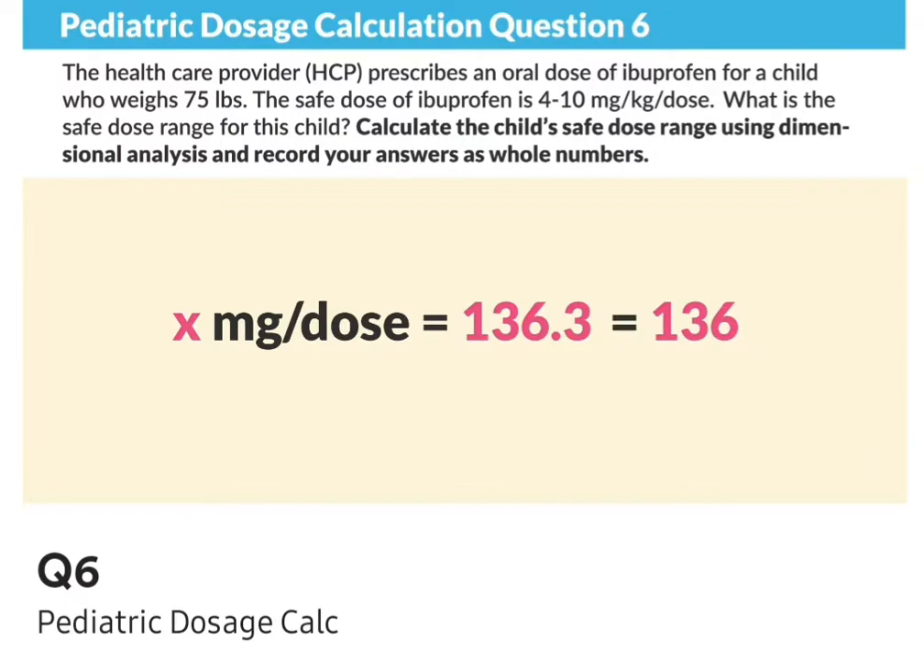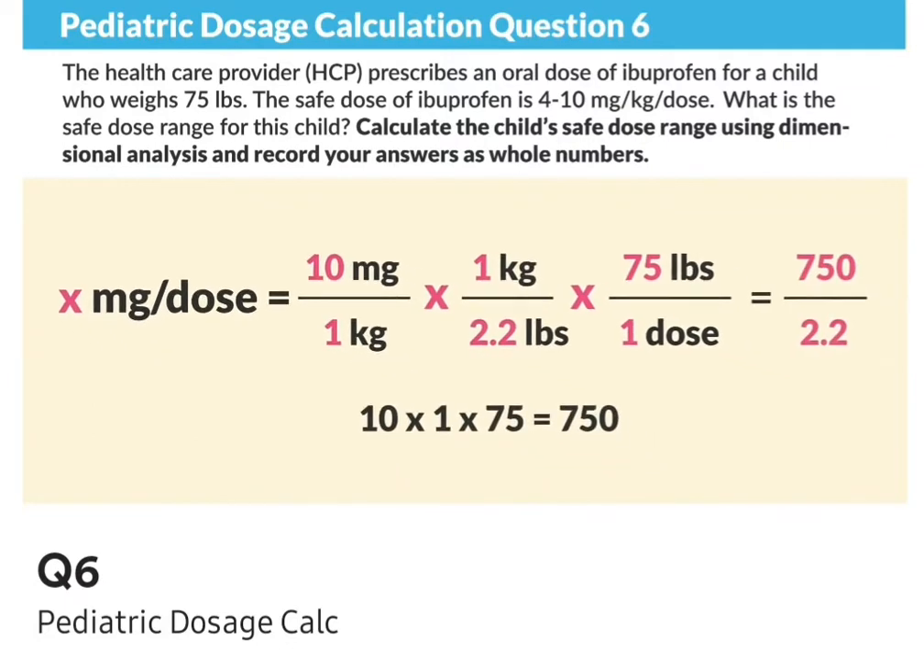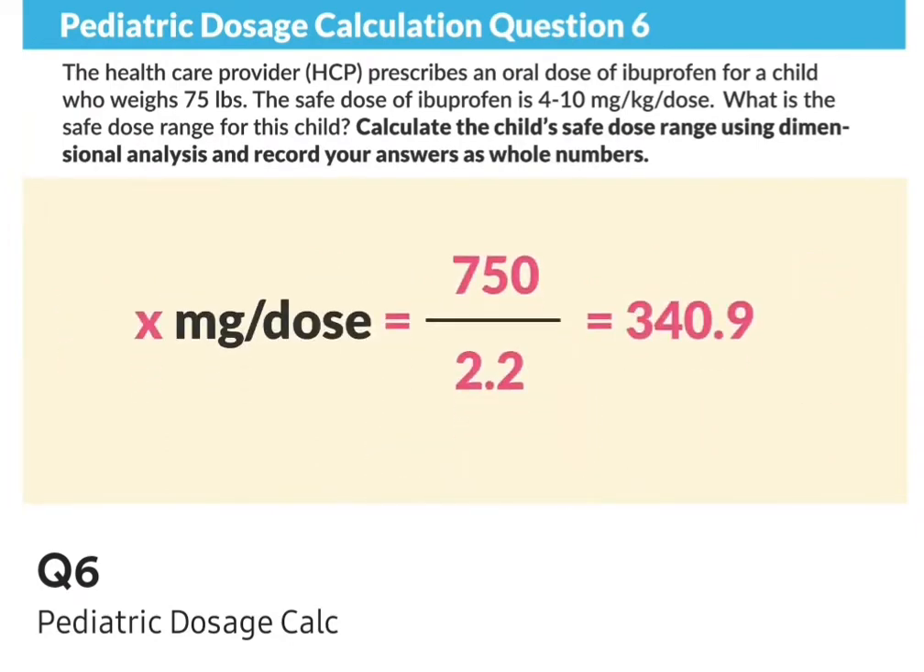Okay, now let's calculate the maximum safe dose range. So once again, we have X milligrams per dose, but instead of using the 4, we're using the 10 because that is the max, right? So 10 milligrams over 1 kilogram times 1 kilogram over 2.2 pounds times 75 pounds over one dose. So once again, multiply the top row and the bottom row. We get 750 over 2.2.